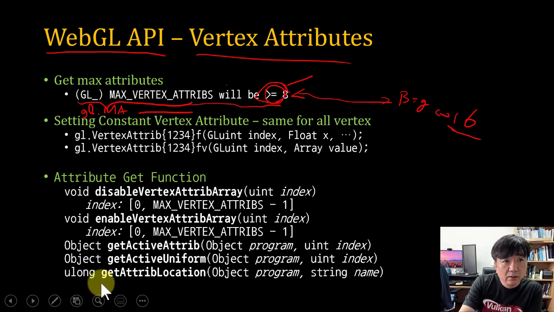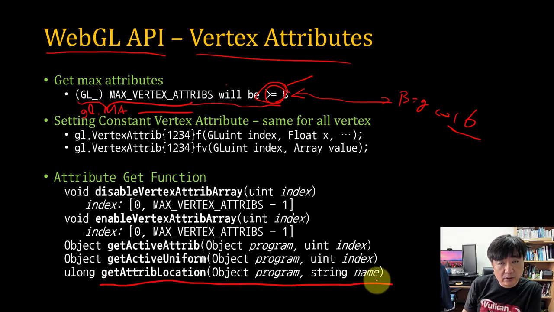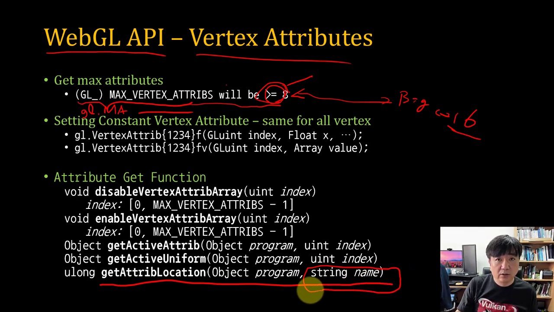What it means? Okay. The vertex shader is kind of source code. In the view of JavaScript, it is kind of a string. So we need to know what is used as a parameter attribute name. I will show you in the source code.